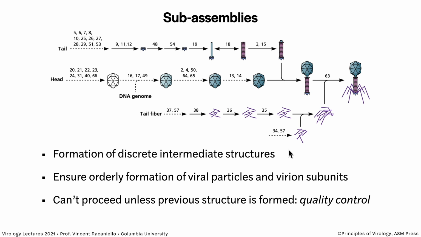And why does this happen? Well, it's very efficient and allows orderly formation of the viruses. You know, the car companies didn't invent anything. This was happening in virus-infected cells years before. And this kind of sub-assembly allows for quality control. I'm not sure that happens in the auto industry because we get lemons, right? You cannot, in a virus assembly line, go ahead unless the previous structure is properly formed. So if you don't make the tail, you're never going to get the final virus particle. So you have quality control assured.